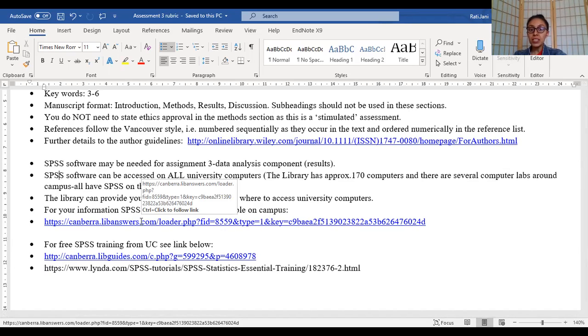The second option is, if you do not want to use university SPSS on the university desktops, where you will have to go on campus. If you do not want to do that, then you have a 14-day free SPSS version available when you download it for the first time.